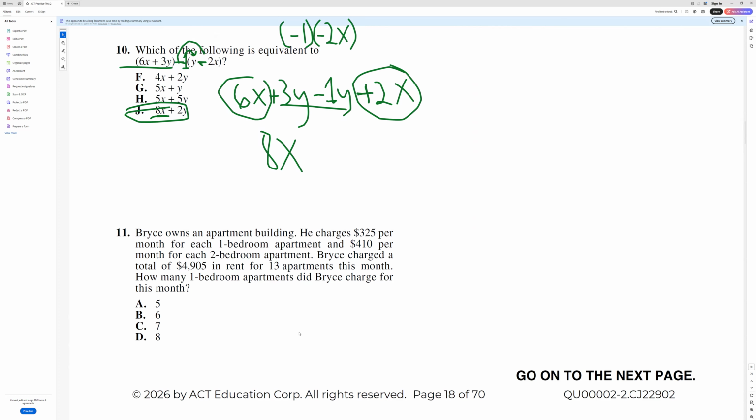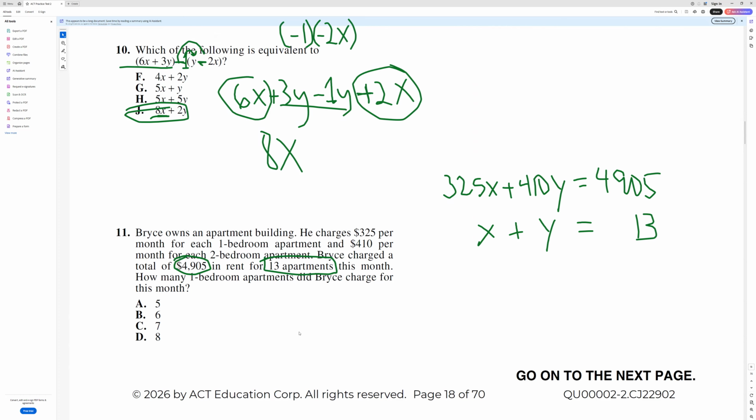Bryce owns an apartment building, and he charges $325 for 1 bedroom and $410 for 2 bedroom. X is the 1 bedroom. How many 1 bedroom apartments did he charge for? There are 13 apartments altogether. So let's keep money with the money: 325x plus 410y is equal to the amount of 4905. And then we have the quantity of apartments, x plus y, because we don't know how many of each, but that's equal to 13.